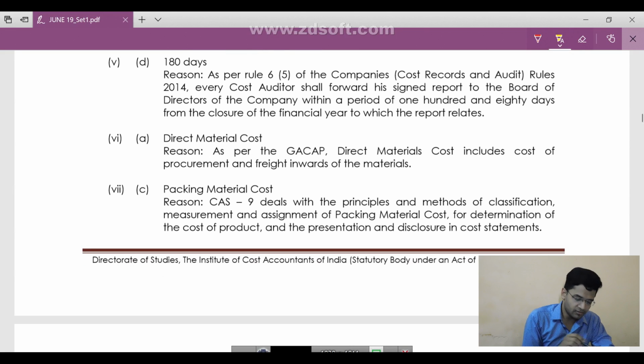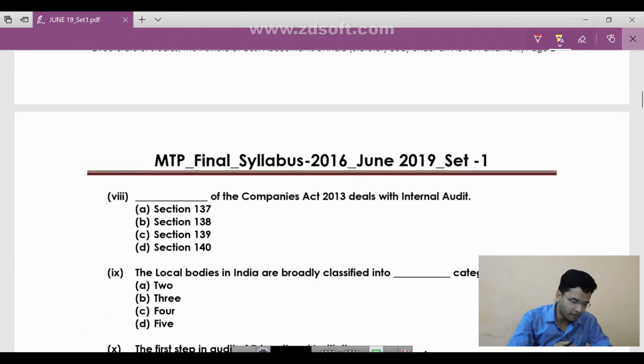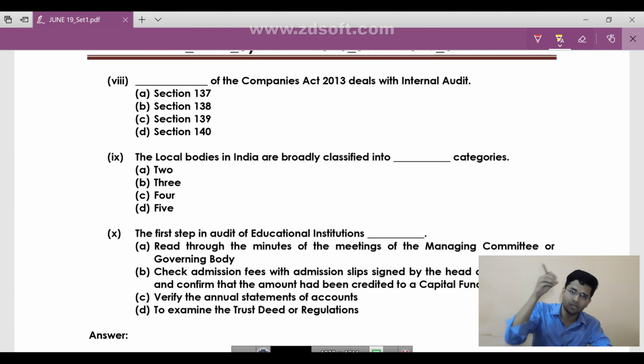Direct material cost, what he expects is, as per GACAP, generally accepted cost accounting principles, direct material cost includes cost of procurement and freight inwards of the material. Simple. In one line you have to explain whatever you've chosen. Then packing material cost: CAS 9 deals with principles and methods of classification, measurement and assignment of packing material cost for determination of cost of product. So it's pretty much easy. You just have to write whatever thought process we have discussed.